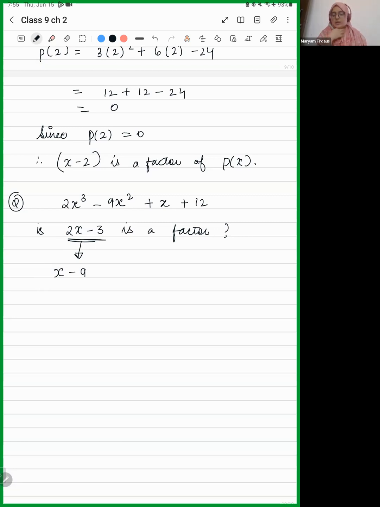See, what happens is we write it like this. X minus a equals 0, that means x equals a. So what you will do here is 2x minus 3 equals 0. So your a becomes 3 by 2. Okay? Yes, ma'am. A is 3 by 2. Now solve it.